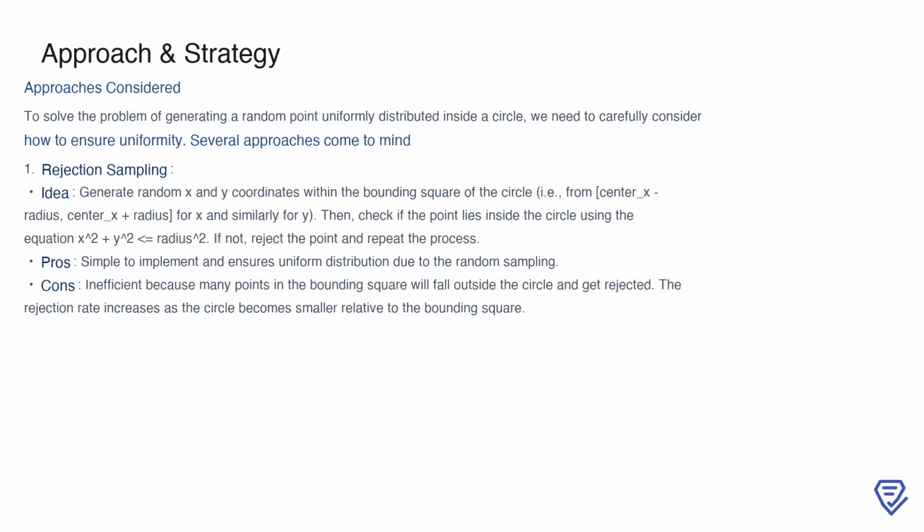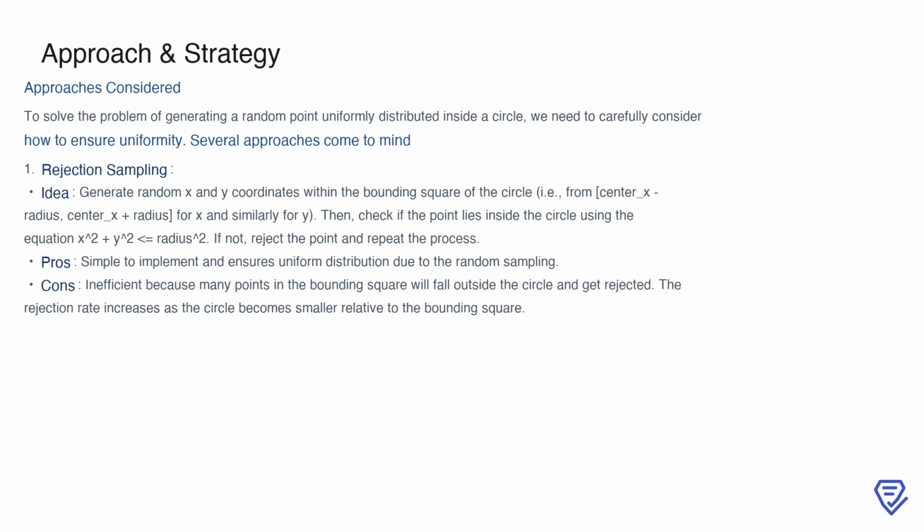This method is simple to implement and relies on basic geometry, but it can become inefficient, especially for small circles, because many points may fall outside the circle and get rejected. The time complexity per point is expected to be constant on average, but the variance can be significant depending on the rejection rate. Another approach is the polar coordinate transformation. This method involves working directly in polar coordinates.